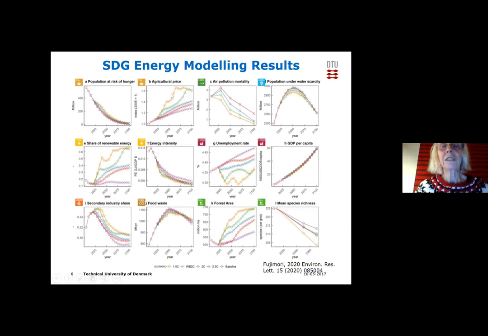Agricultural prices could increase. You would have lower air pollution. This is a synergy. But here it says that you would have a lower number of people under water scarcity. That can be discussed, of course. You will have more renewable energy. The GDP rate is not so affected here. The food waste is decreasing and you have more forest area.